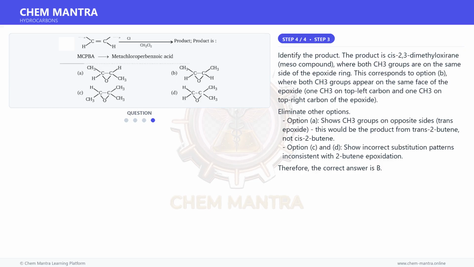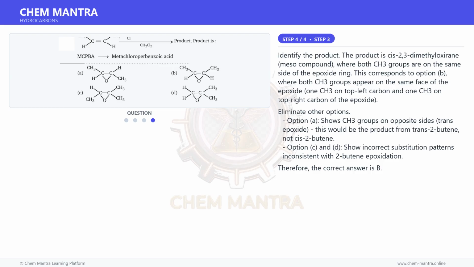The product is cis-2,3-dimethyloxirane, a meso compound, where both CH3 groups are on the same side of the epoxide ring. This corresponds to option B, where both CH3 groups appear on the same face of the epoxide, one CH3 on the top left carbon and one CH3 on the top right carbon of the epoxide.